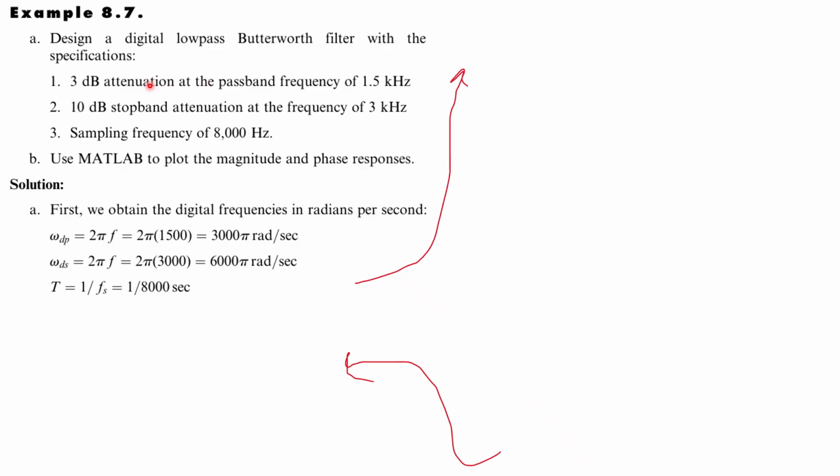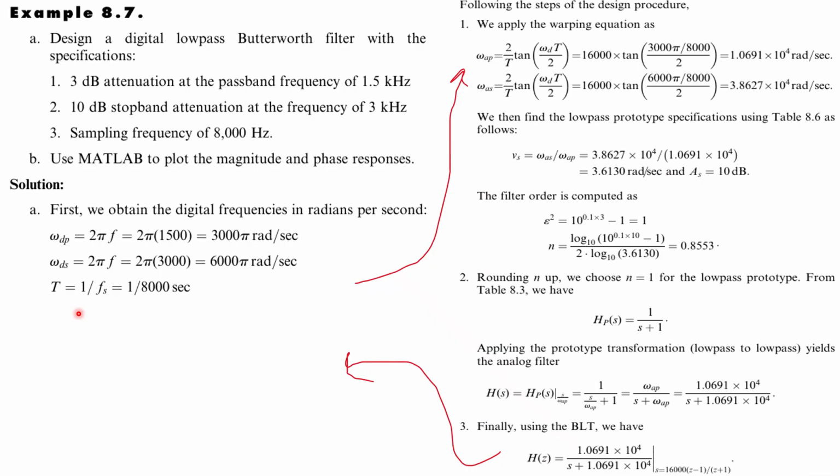So let's design the digital low pass Butterworth filter with the specification 3 dB attenuation, pass band frequency is given, and 10 dB stop band attenuation at 3 kilohertz, and sampling rate is also given, right? So here you can find omega dp, that is twice pi f, and so you will get omega dp and omega ds. You can also get the frequency and time period like this.